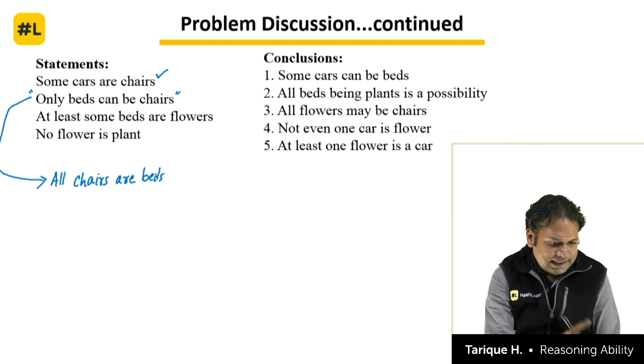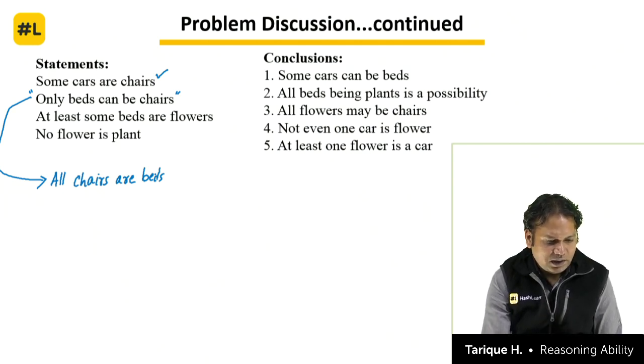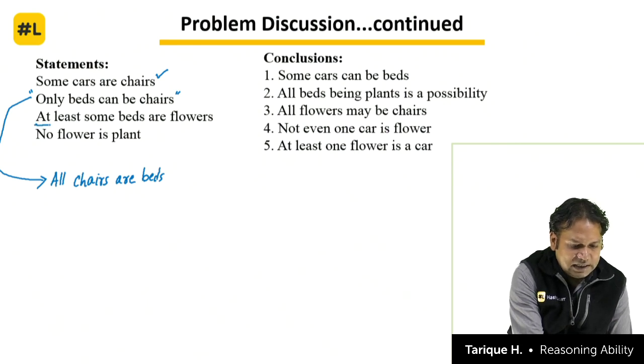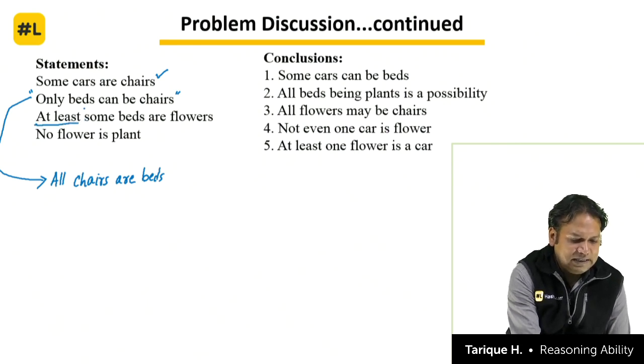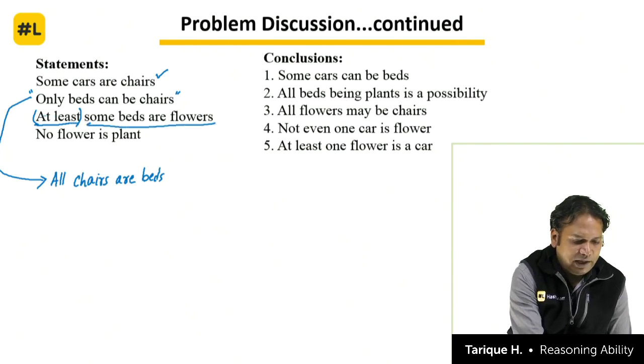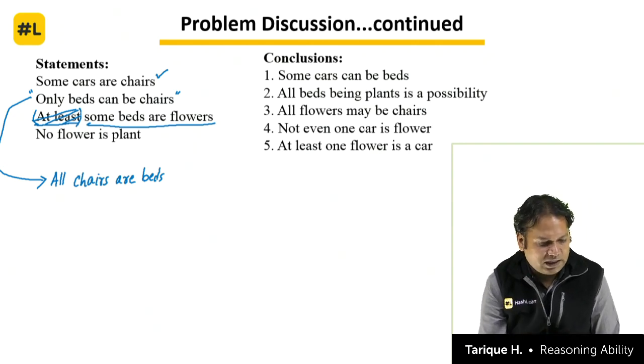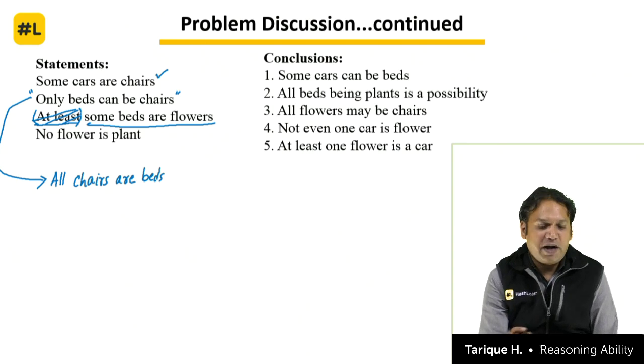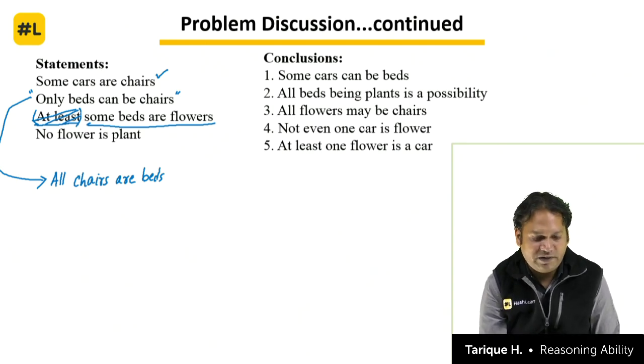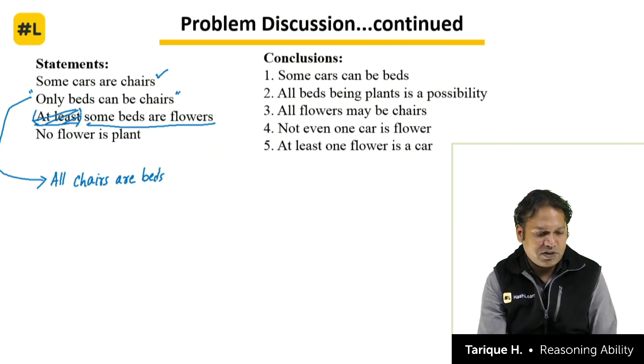Next, at least some beds are flowers. Now, just because we are adding at least here does not mean anything. Basically, it means some beds are flowers. Just forget about this word at least, not required while solving the question. That is just trying to confuse you by adding the word at least. And no flower is plant is a basic statement. No need to worry about any variation. That is a basic categorical proposition.